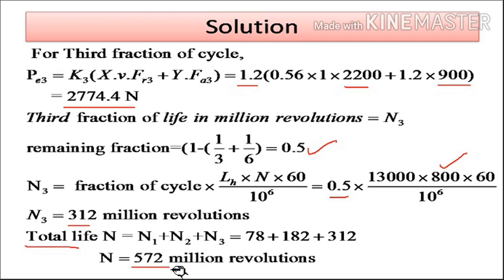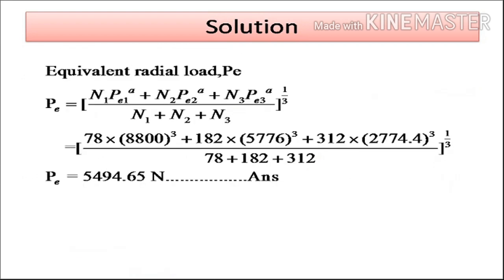Definitely now, once I have calculated the values of P1, P2 and P3 and N1, N2 and N3 for these three different fractions of cycles, I just have to combine them to finally get the equivalent radial load acting on that particular bearing. I have to use this formula to calculate the equivalent radial load, which is nothing but N1 into P1 bracket raised to A plus N2 P2 bracket raised to A plus N3 into P3 bracket raised to A, divided by N1 plus N2 plus N3 complete bracket, raised to power 1 by 3. Since it is a ball bearing here, we are assuming that it is a ball bearing, this value of A will be equal to 3.